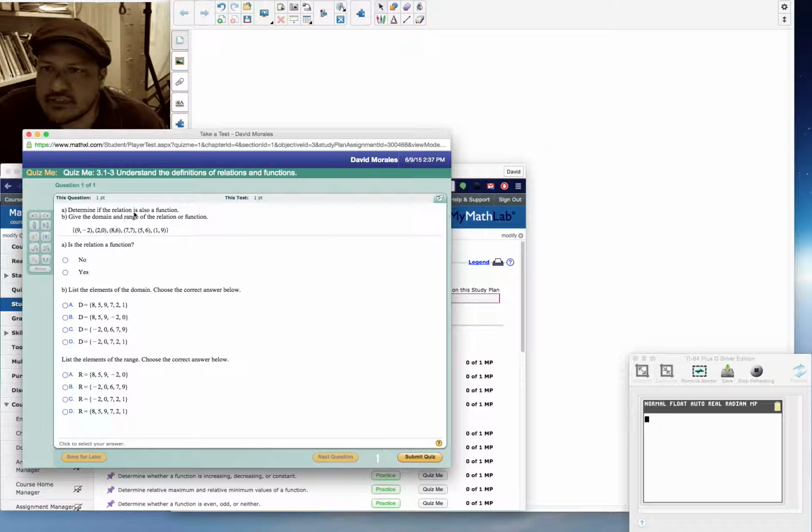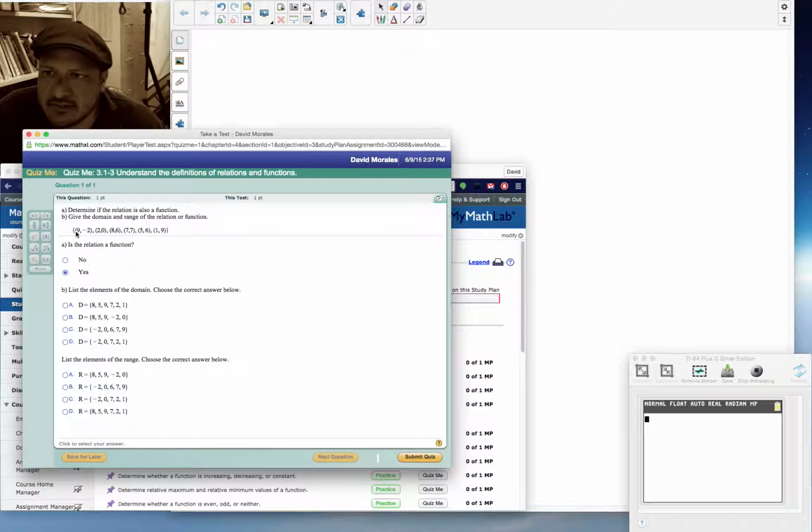So determine if a relation is also a function. Then give the domain and range. A relation being a function means that 9 doesn't go to two different things. So 9, 2, 8, 7, 5, 1. They're not even repeated, so it's a function. If I would have had like (2, 0) and (2, 1), that means that f of 2 equals 0, f of 2 equals 1, and that can't be.